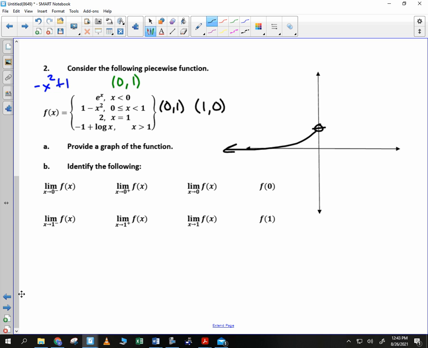Is the first one open or closed? Closed. That's fortunate, isn't it? Second one, open or closed? And remember, the graph was a parabola that looked as such. So we sketched that portion of it.